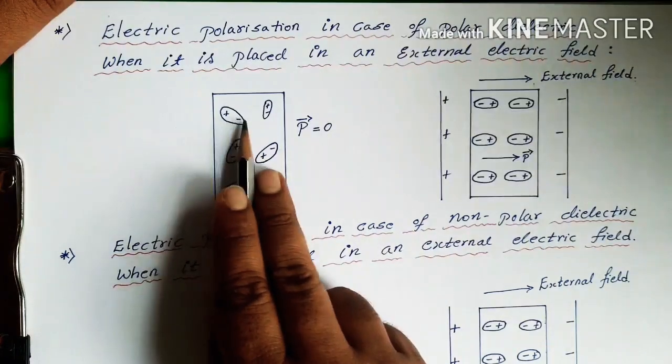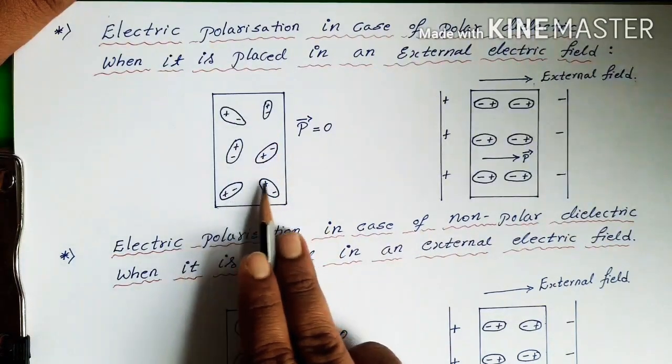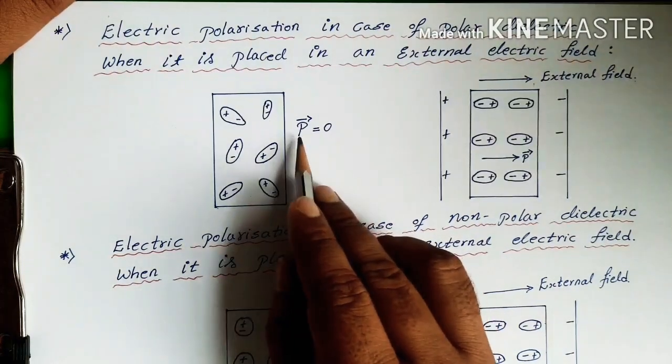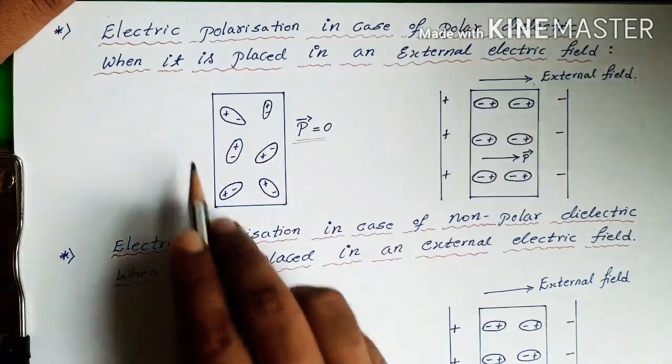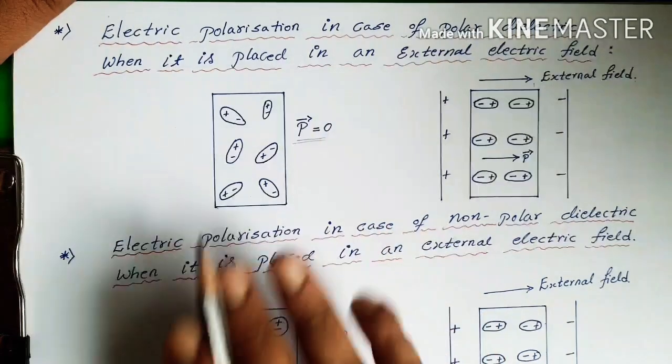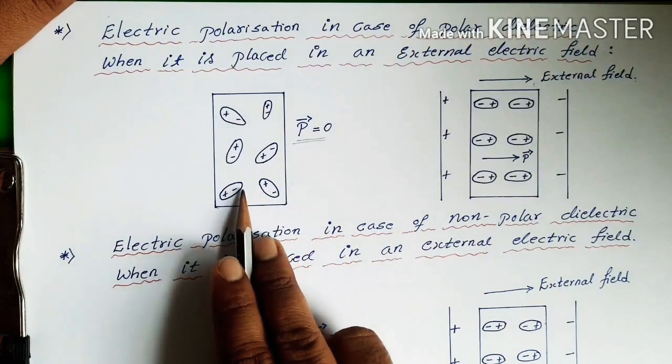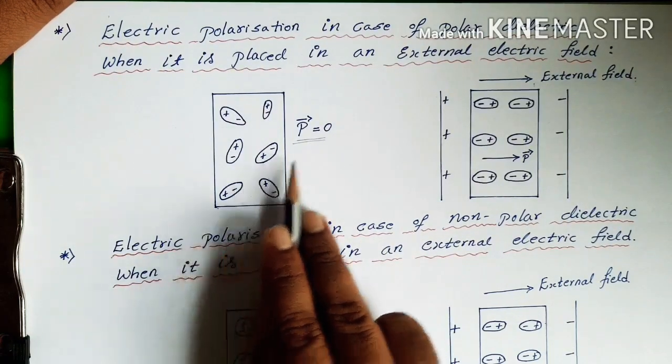Initially you can observe here there is a random orientation of molecules. The molecules are randomly oriented, so the net dipole moment becomes 0. It means that before you place the material in an external field, all the polar molecules are randomly oriented and the dipole moment is 0.